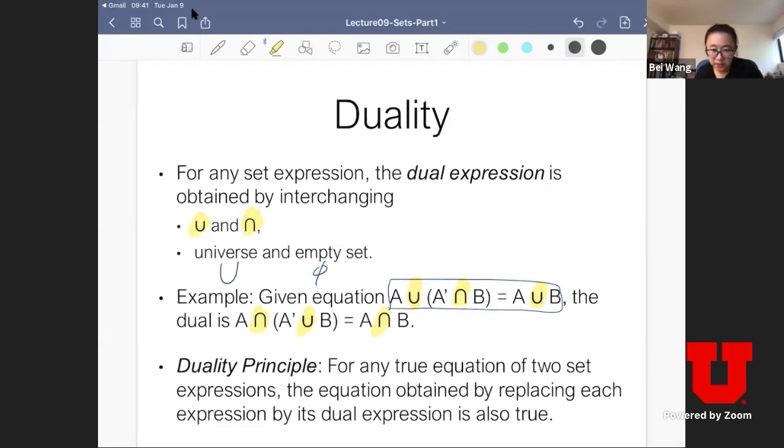So what does this mean? This means if I have the first expression here, let's call it expression 1, and that involves two expressions. If I replace each of the symbols in there, say replacing union by intersection, replacing the universal set by the empty set, then the resulting dual expression is also true. Okay, so we're going to see some examples later in proofs where we can use duality.